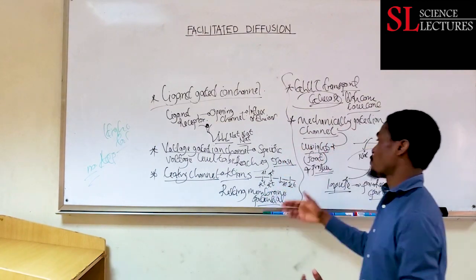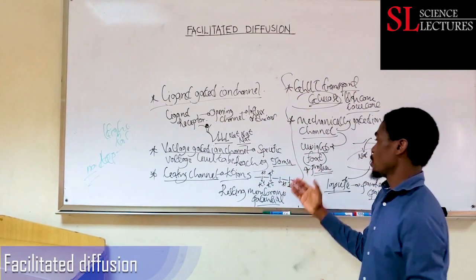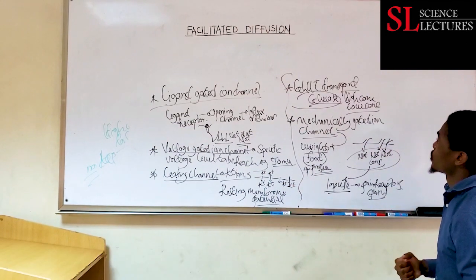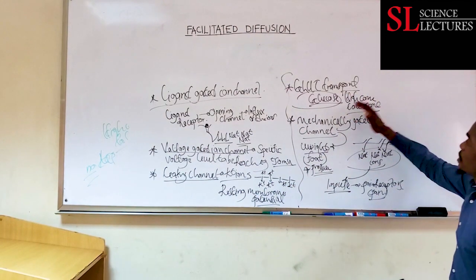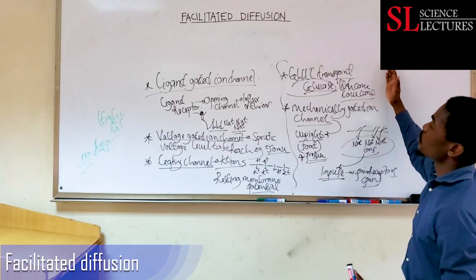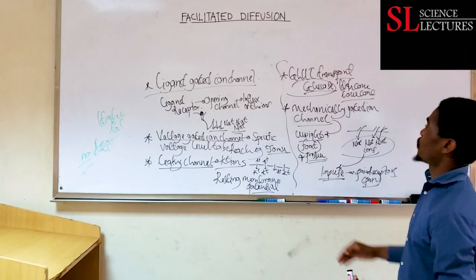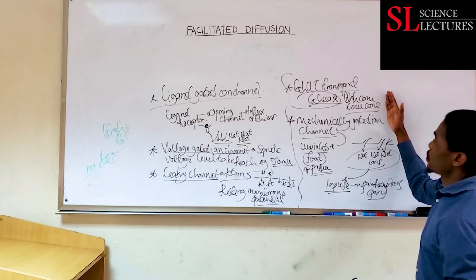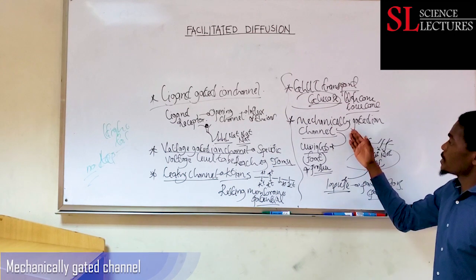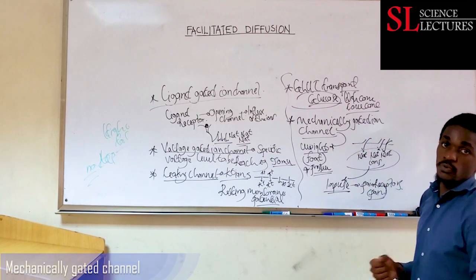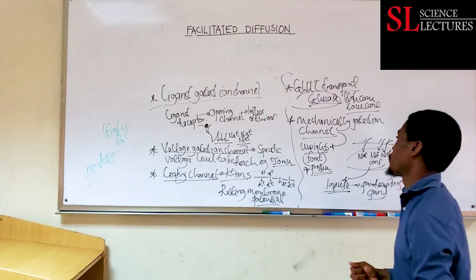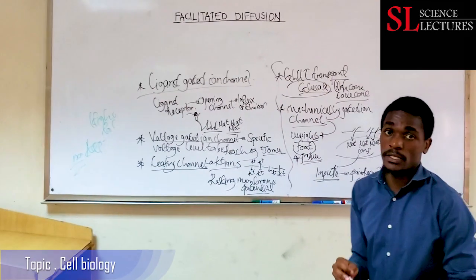So we can have potassium ions entering, bringing about a resting membrane potential. Then the glucose transporter, specifically for transportation of glucose from where it is high in concentration to where it is low in concentration. Then mechanically gated ion channels, the ones that apply to the pain receptors. So that is it for facilitated diffusion.